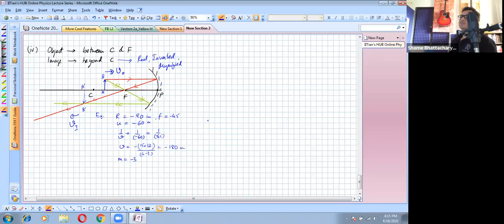In that case, it's very vastly magnified. So it's not going to be a very well-defined image because it's hugely magnified. The rays are becoming parallel to the principal axis when the object is at the focal point. So it's not really of any use to us, that image.